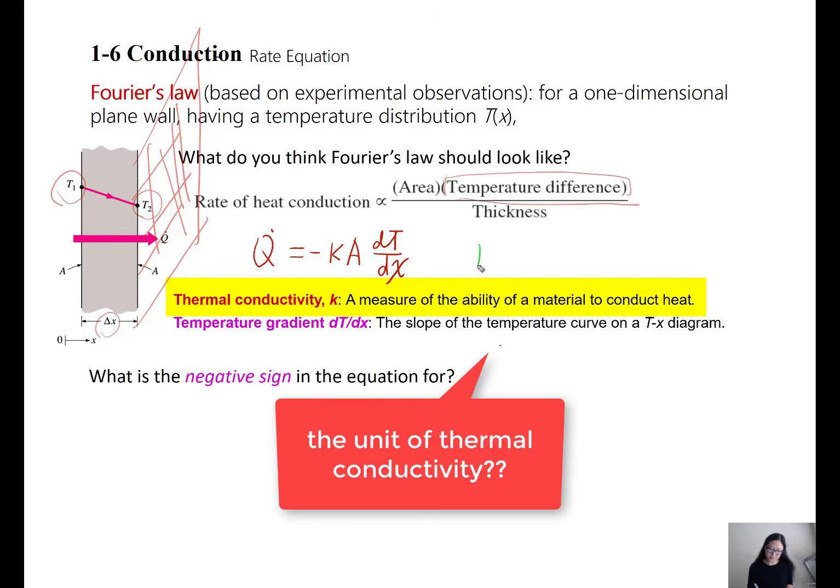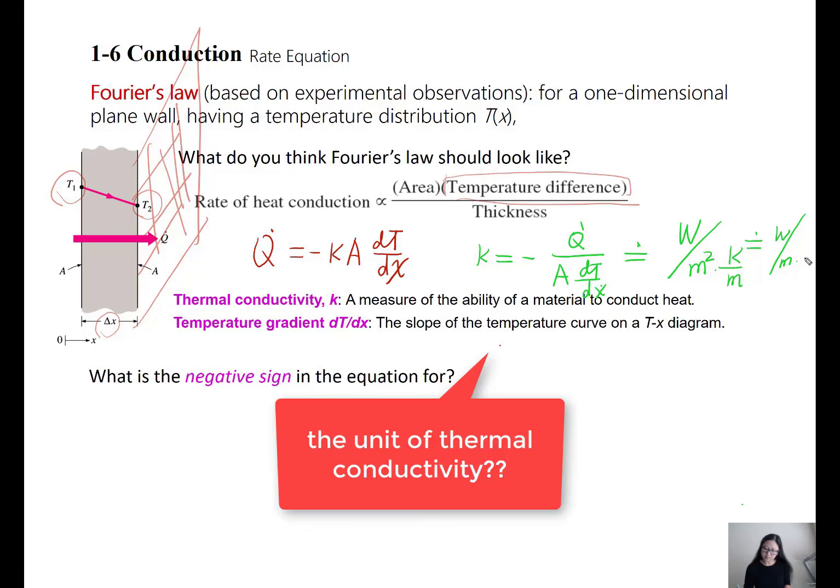Let's see, thermal conductivity is negative Q over area over dT/dx. So the unit is going to be the unit of heat transfer rate divided by the unit of area, square meter. And dT/dx is Kelvin per meter. So the unit of thermal conductivity is watt per meter per Kelvin.